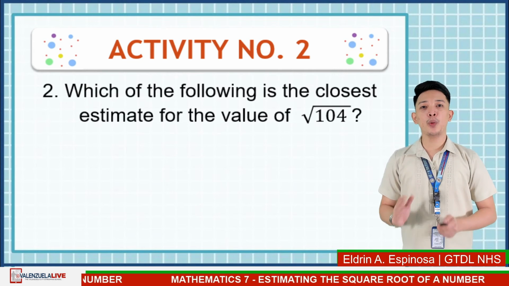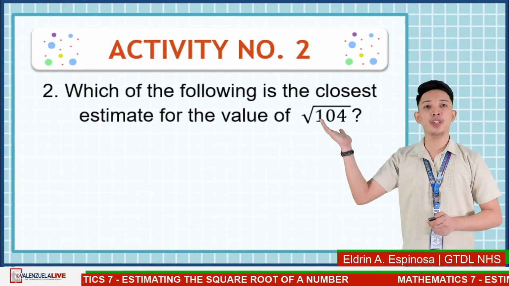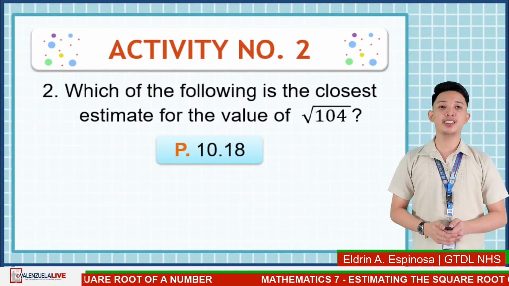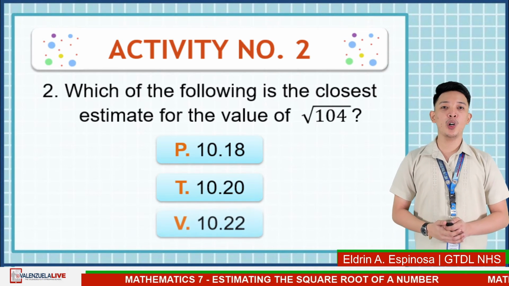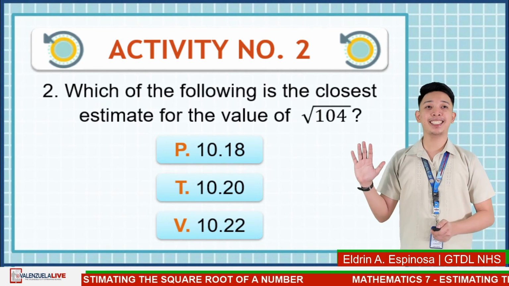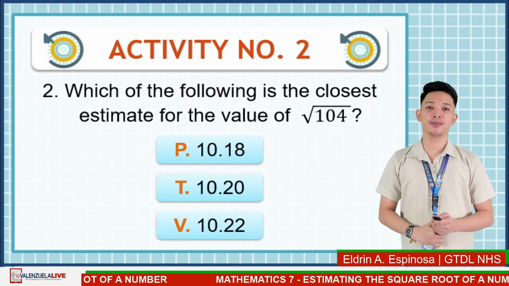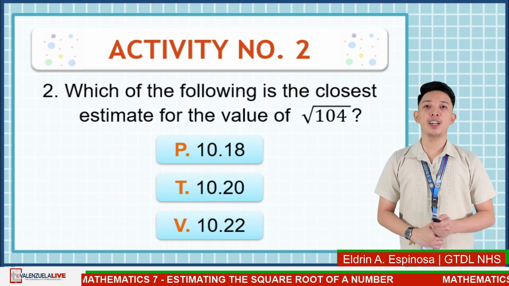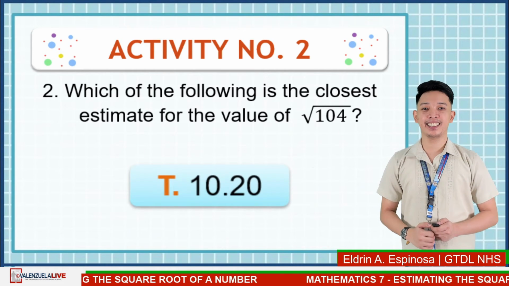Number 2. Which of the following is the closest estimate for the value of square root of 104? Is it letter P, 10 and 18 hundredths? Is it letter T, 10 and 20 hundredths? Or is it letter B, 10 and 22 hundredths? 5 seconds. Go! Very good. The correct answer is letter T.